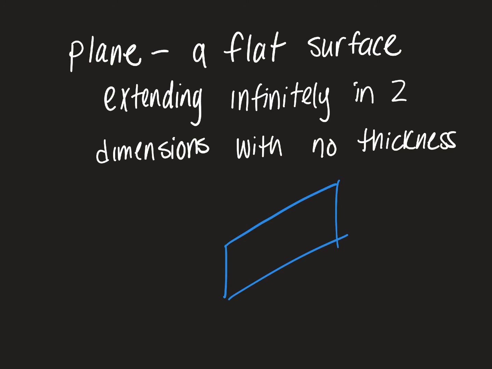And just like the line, sometimes the planes will have a lowercase letter in one of the corners. So let's say this is plane K. And other times it will have at least 3 points on it, actual points with capital letters. So the other way you could name this is plane FGH. And again, the order of those points doesn't matter. You can call it whatever. You just have to use at least 3 points to name that plane though.